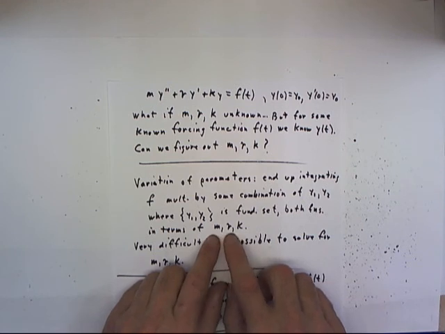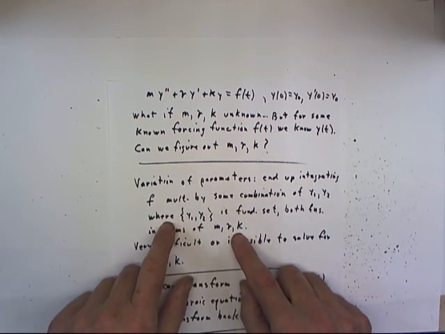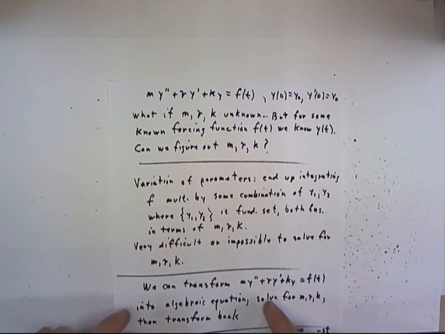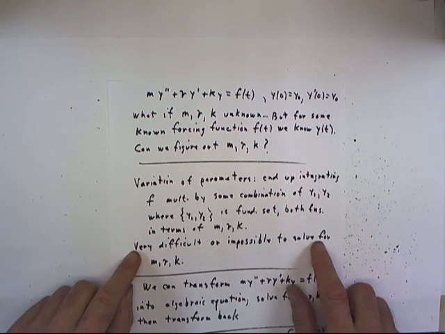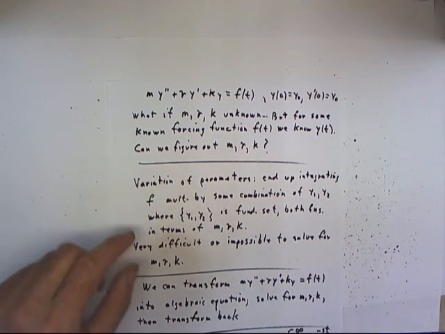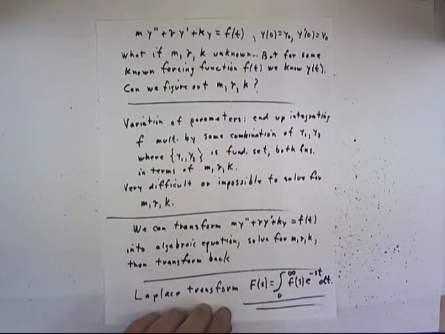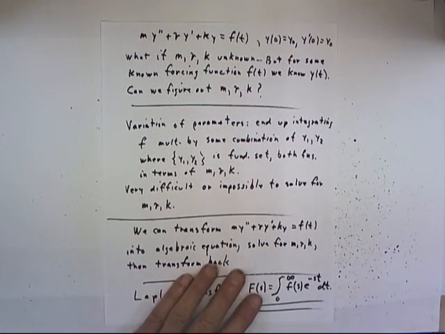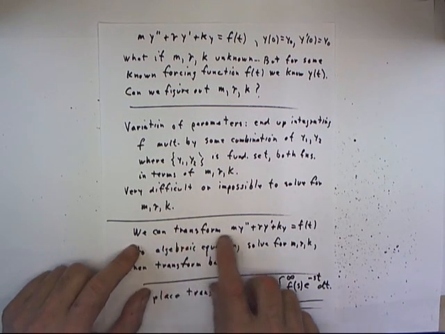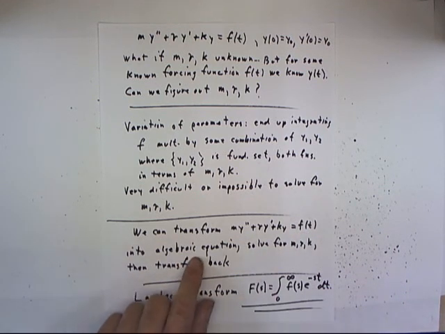The point is that m, gamma, and k are going to get so tied up inside of sine and cosine and exponential functions and so forth that it's going to be very difficult, if not impossible, to solve our resulting solution for those three parameters. Now, as an alternative, there's a way, and we're going to see that rather soon. There is a way to transform this equation into an algebraic equation.